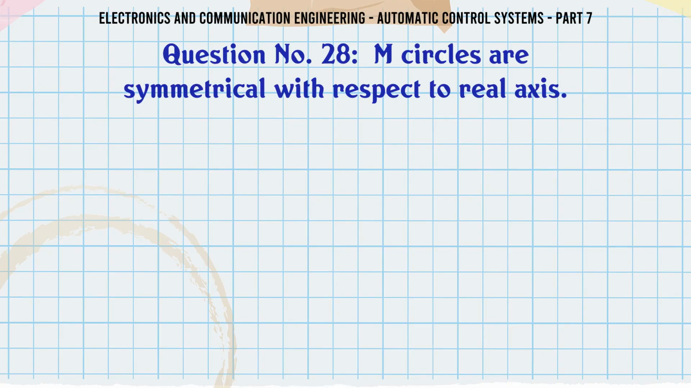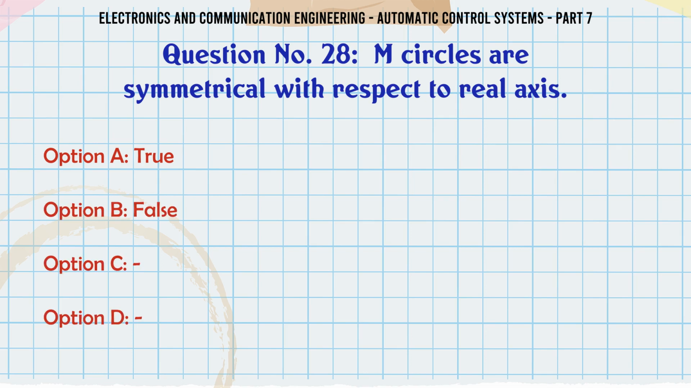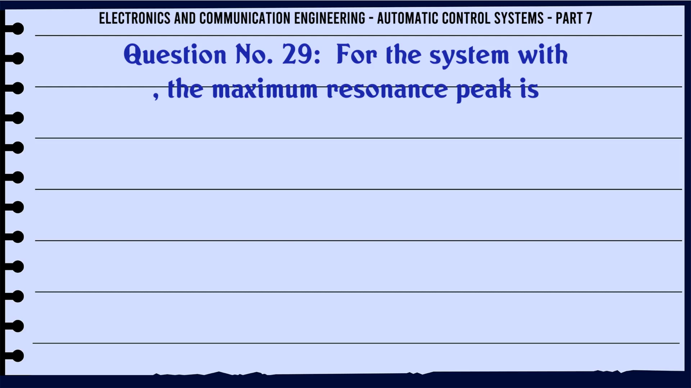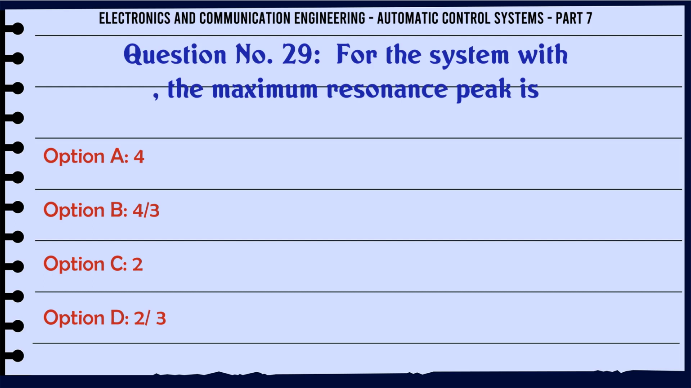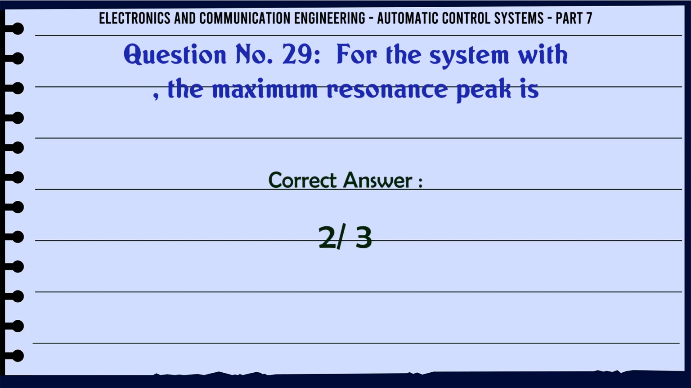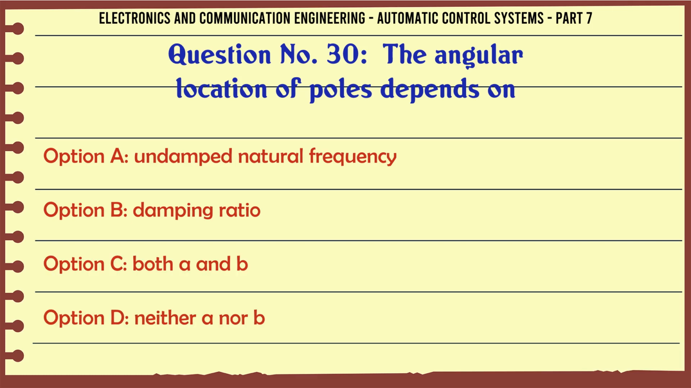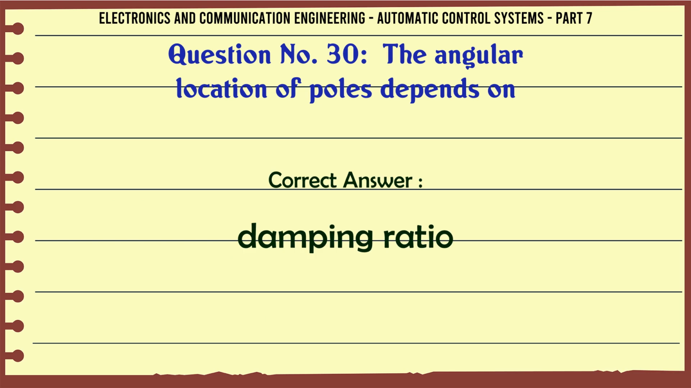M circles are symmetrical with respect to real axis. A. true, B. false. The correct answer is true. For the system with the maximum resonance peak is A. 4, B. 4, 3, C. 2, D. 2, 3. The correct answer is 2, 3. The angular location of poles depends on A. undamped natural frequency, B. damping ratio, C. both A and B, D. neither A nor B. The correct answer is damping ratio.